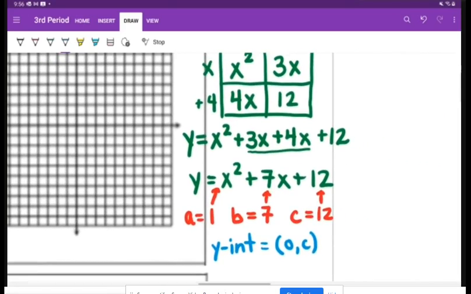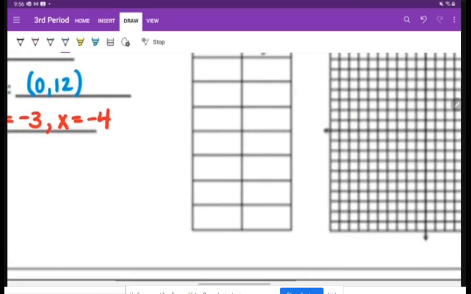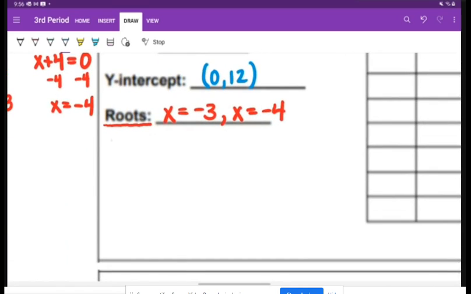Now the vertex is a little trickier. For the vertex, we have a formula we have to use. The x value of the vertex is equal to negative b over 2a. And the b comes from this and the a comes from this, right? Our ABC. So I'm going to write this over here since I don't have much room on the right. I'm going to say for the vertex, the x value is equal to negative b over 2a.